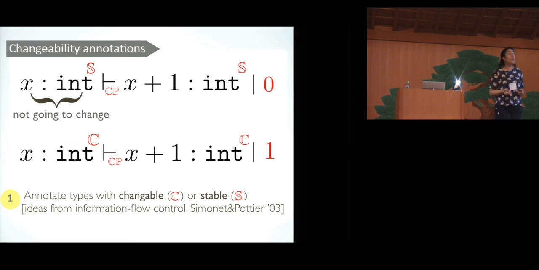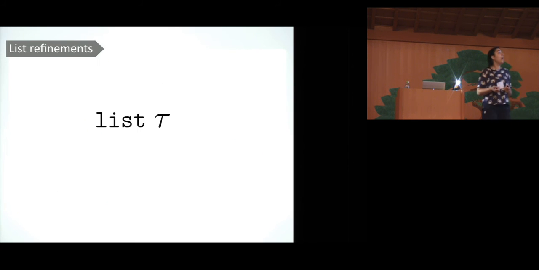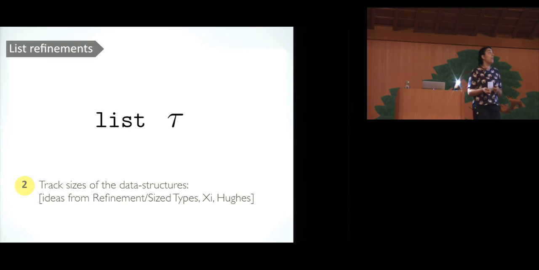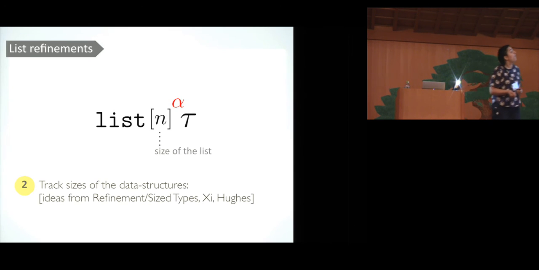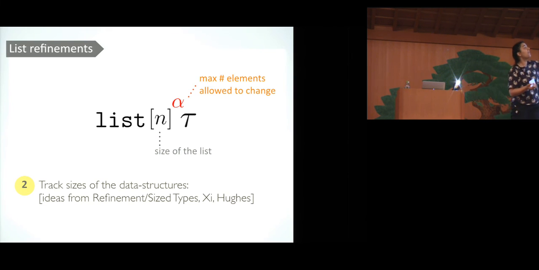Another refinement in DuCostIt is for input types. In particular, list types are refined with the size of the list, because most often the cost of a program depends on its input sizes. Moreover, we also annotate a list with alpha for incremental runs. So alpha specifies the maximum number of elements out of a list with size n that are allowed to change from the initial run to the incremental run.